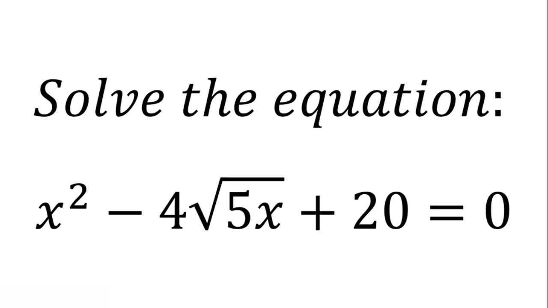The equation x squared minus 4 multiplying the square root of 5x plus 20 equals 0. Solve the equation x squared minus 4 multiplying the square root of 5x plus 20 equals 0.